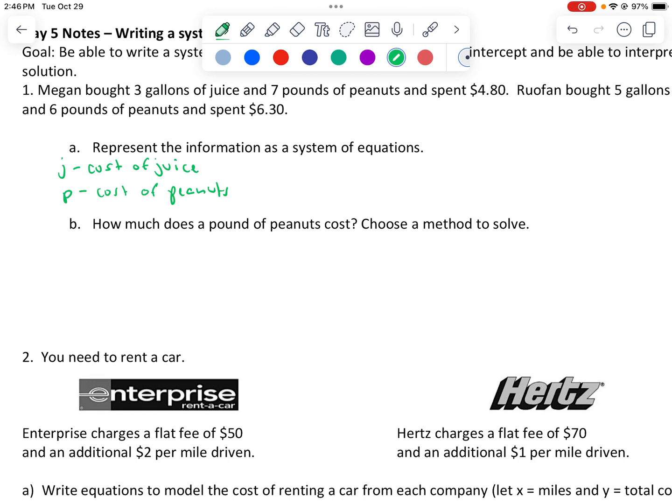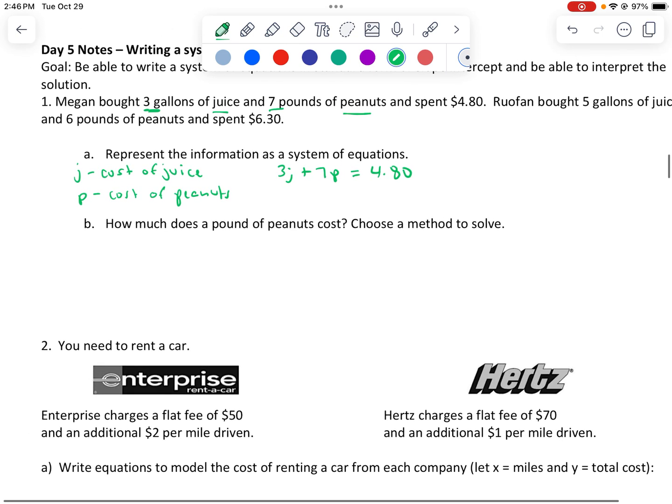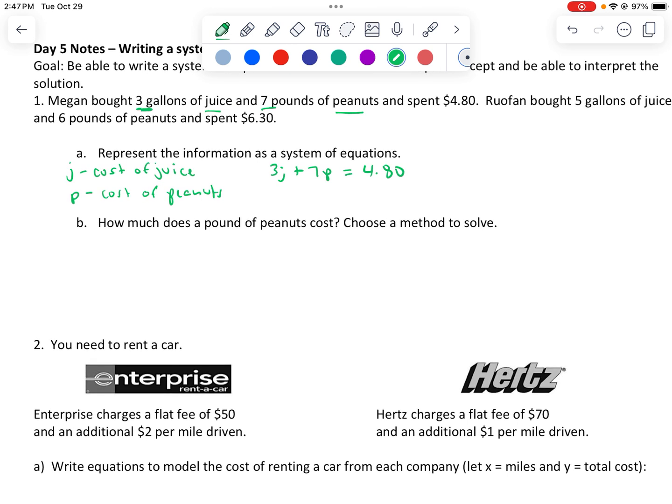So Megan bought 3 gallons of juice. We don't know the cost, so that's why we have our variable. So it's going to be 3J and 7 pounds of peanuts. Again, we don't know the cost of the peanuts, so we're going to call that 7P, and then equals $4.80. We want to do the same thing for Rufan, who bought 5 gallons of juice and 6 pounds of peanuts. See if you can write that second equation if you haven't already. So this would be 5J plus 6P equals 630.